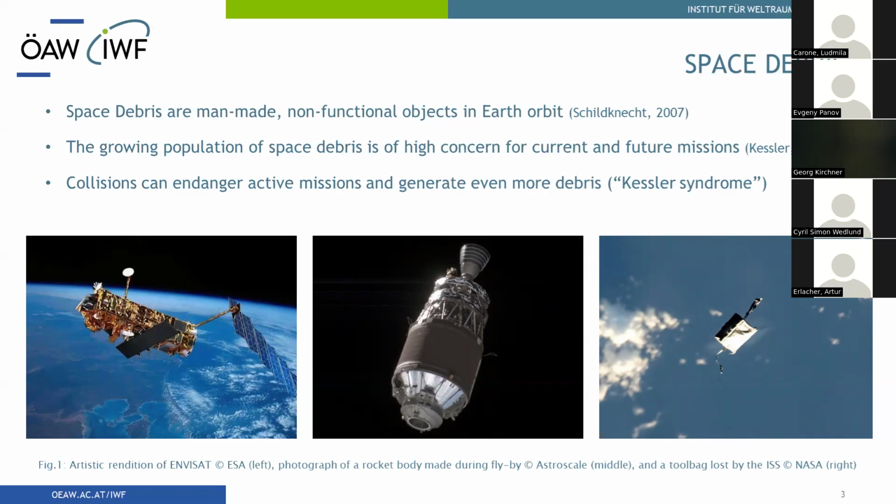But in general, we consider space debris to be man-made objects in Earth's orbit. They are non-functional. And this is the great problem with these objects, because they pose a threat of collision to our active satellites and also future satellite missions. And we also have the problem of a growing space debris population, because collision events can cause more space debris to be generated. And this effect is generally known as the Kessler syndrome.